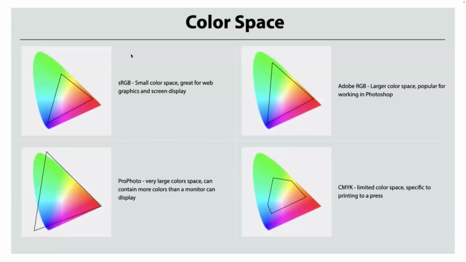And then we have CMYK. And you can see that it's actually the most limiting of all the color spaces. It's because printers only operate with ink. It's just about the physics of ink and paper and light.